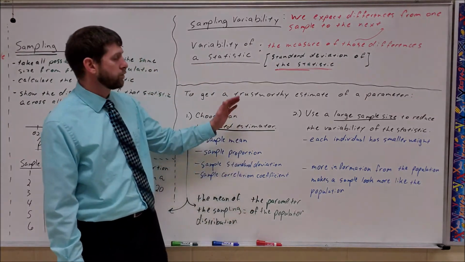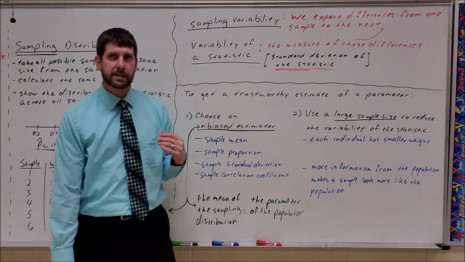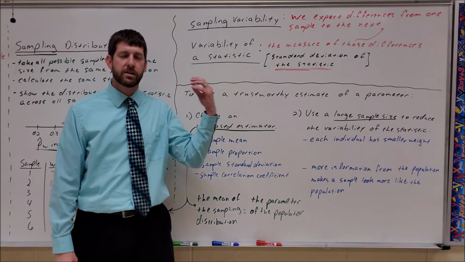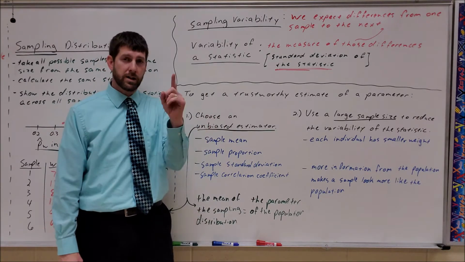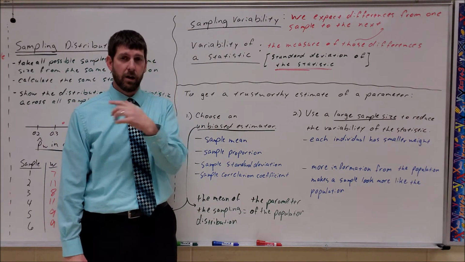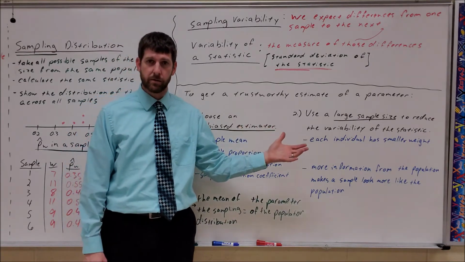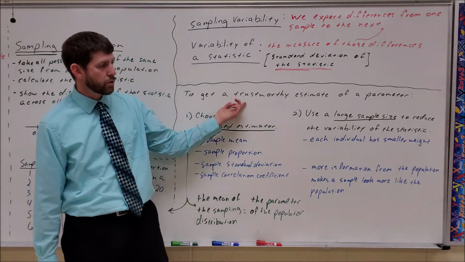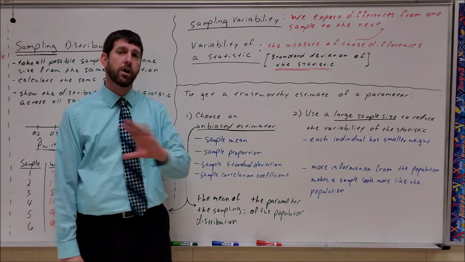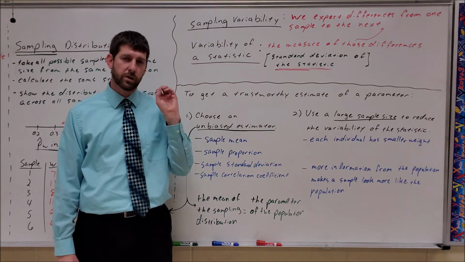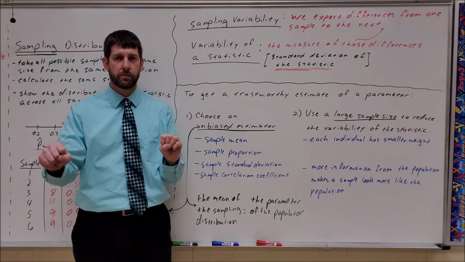All right, now, what's the point in all this? Well, I think it should be kind of an intuitive thing why you would want to do that. If one sample should give us a decent estimate, a whole lot of samples should give us the perfect estimate, right? That's what that is. So to get a trustworthy estimate of a parameter, because that's what all this is about, the whole reason we look at samples is so we can get an idea of what's going on in the population.